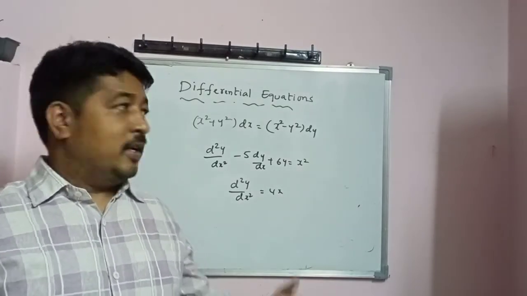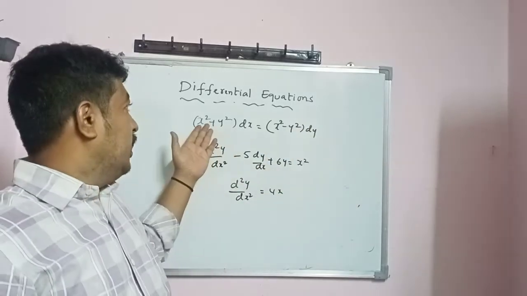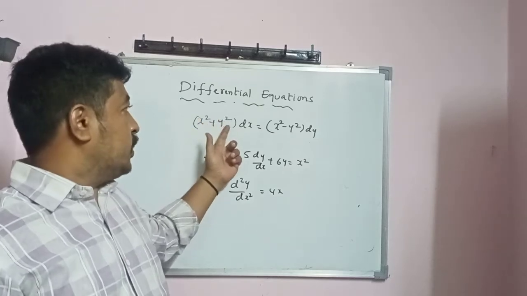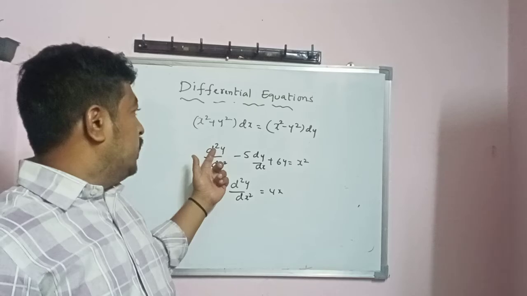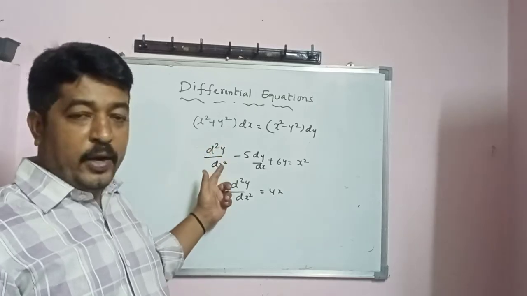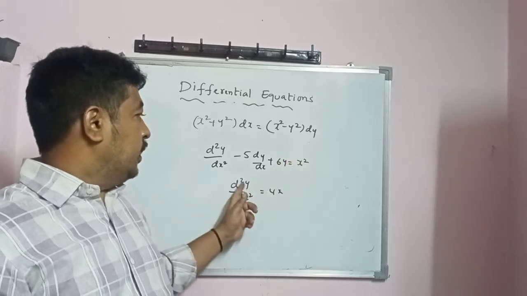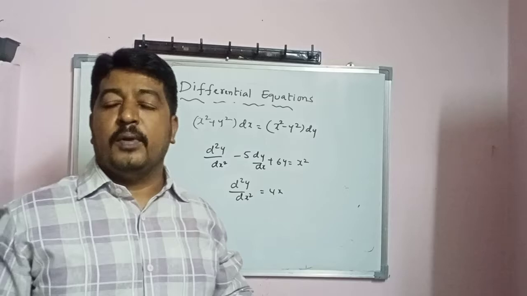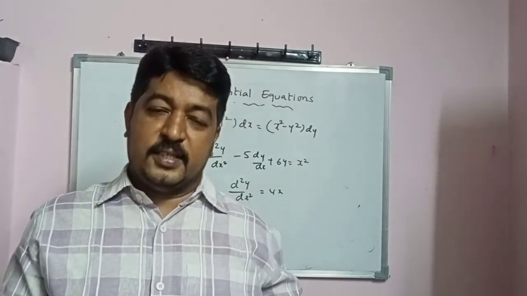Today I want to discuss differential equations. So what are the differential equations we want to discuss? See here, x square and y square are the variables. (x square plus y square) dx is equal to (x square minus y square) dy. So d square y by dx square is a derivative. It is also a derivative. 6y, x square is a variable. D square y by dx square is 4x. X is a variable. What is a differential equation?